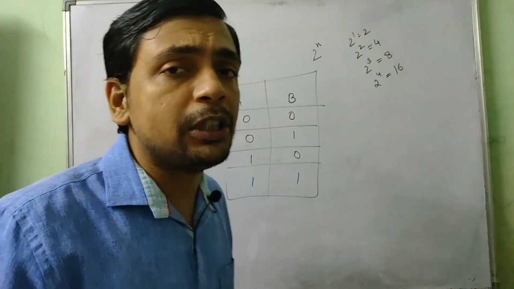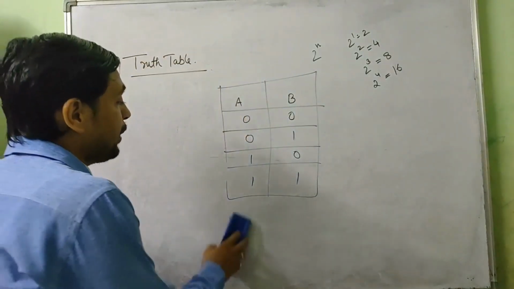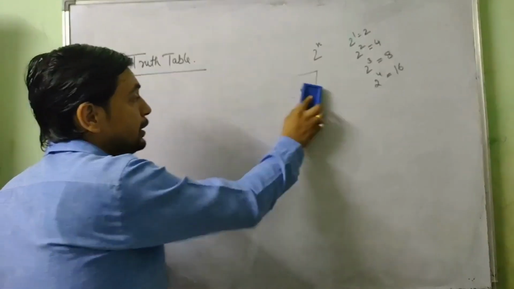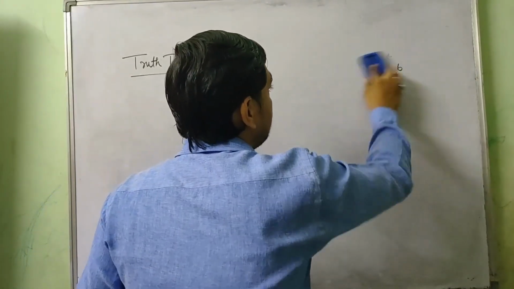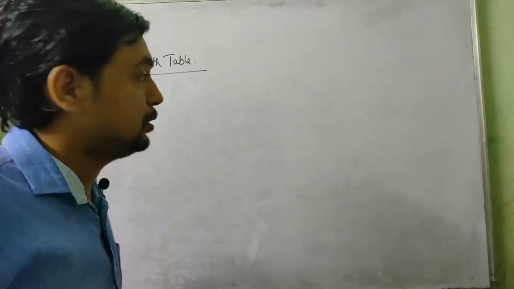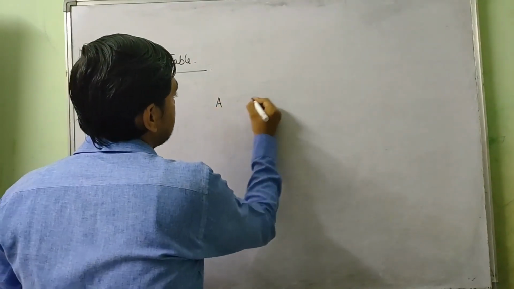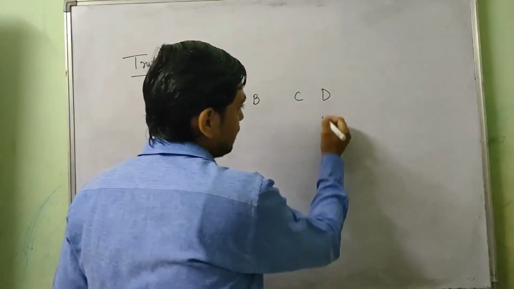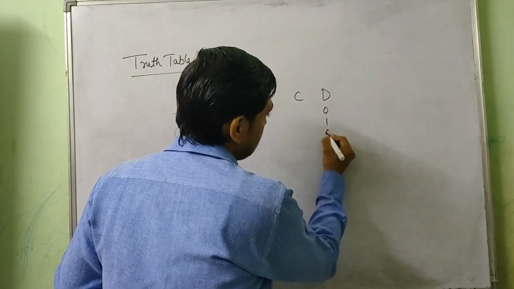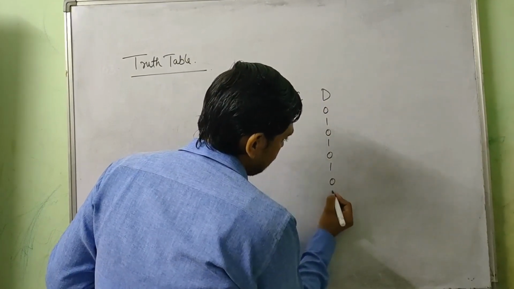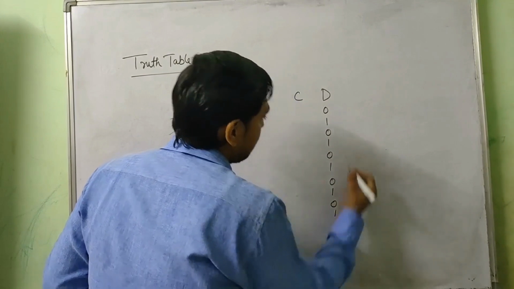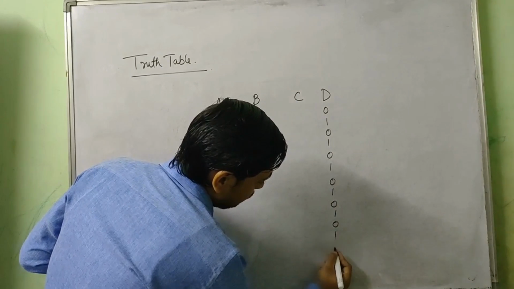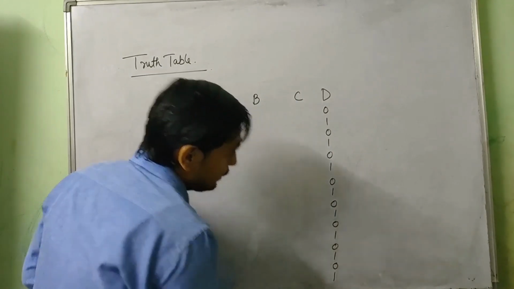Now I am showing you a truth table for 4 variables. You will make a truth table for 3 variables by yourself. So let's see a truth table for 4 variables. The variables are A, B, C, D. So there will be 16 combinations. So it will be 0 1 0 1 0 1 0 1 0 1. I haven't counted. 1 2 3 4 5 6 7 8 9 10 11 12 13 14 15 16, right?